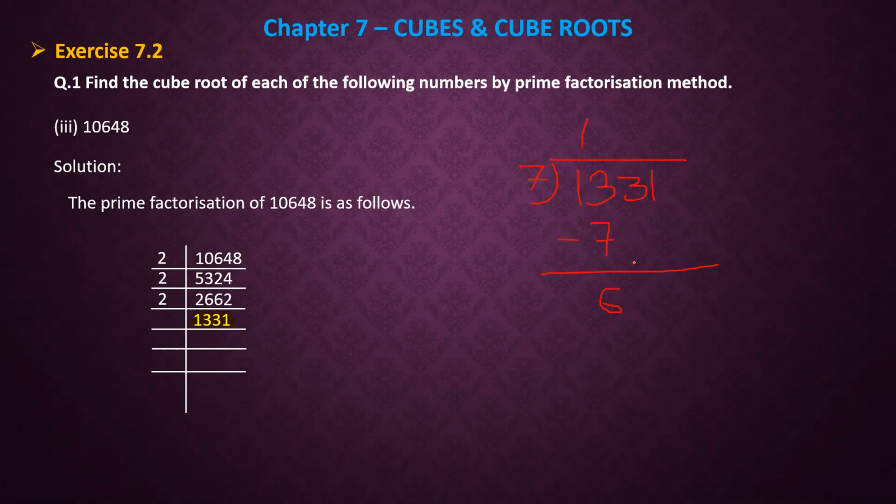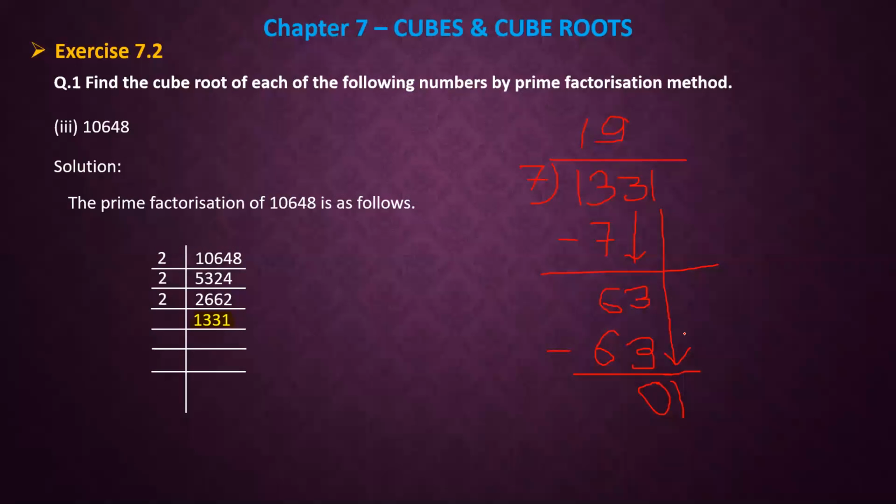Then we have to bring down that 3 as it is. So we get the number 63. And we know that 7 nines are 63. So again 63 minus 63, 0. And this 1 is remaining. So we have to bring that 1 down.